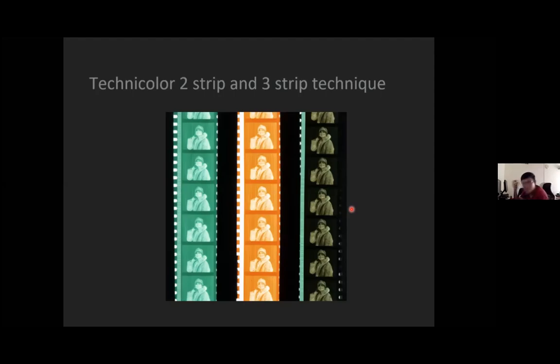they actually invented something called Technicolor, okay? Technicolor two-strip and three-strip technique. What the heck is that? Okay, so let me tell you a bit of history.